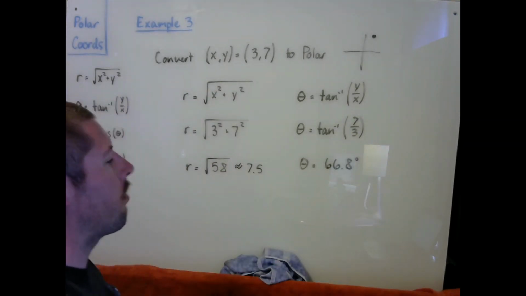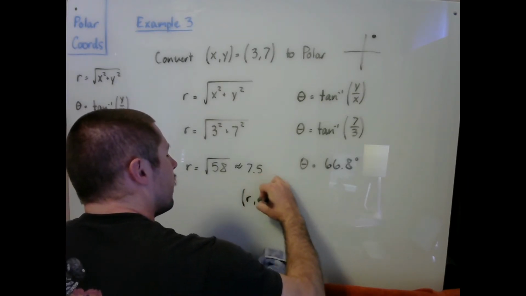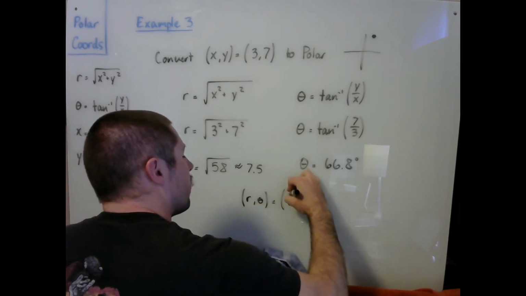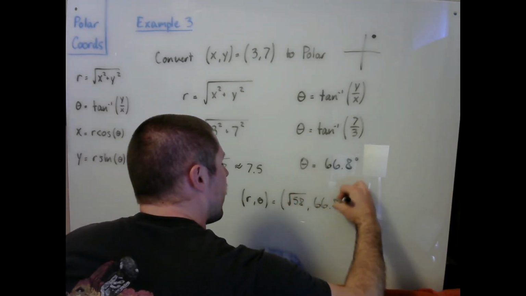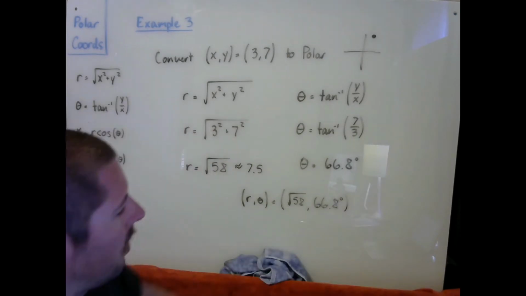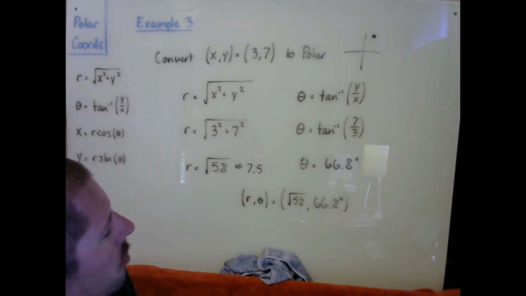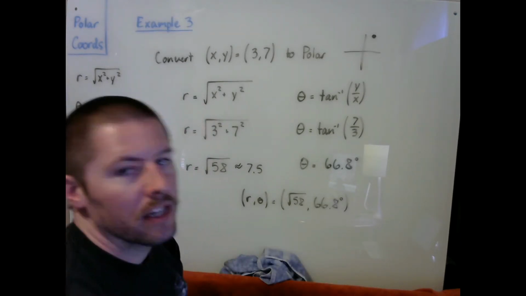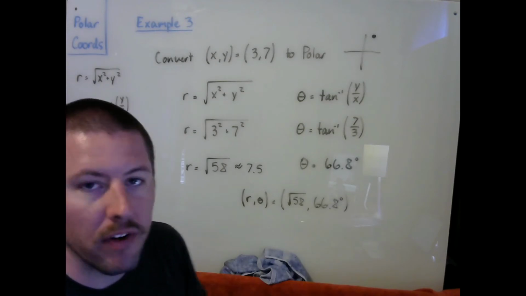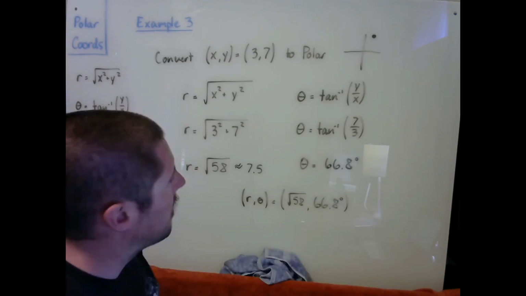So it looks like what we've done now is we've determined that our r theta point is going to be root 58, 66.8 degrees. And here I'm going to typically just round those to 1 decimal place. I don't think we have to get too specific. Degrees already break down to 360 of them in a circle, so 1 degree is pretty small. 1/10 of 1 degree is very small, so I think that's good enough for accuracy for us there.